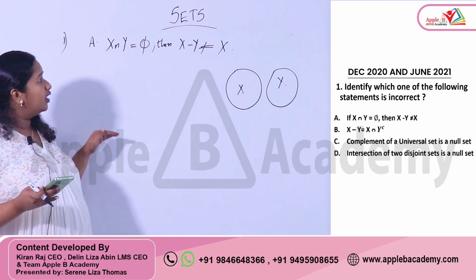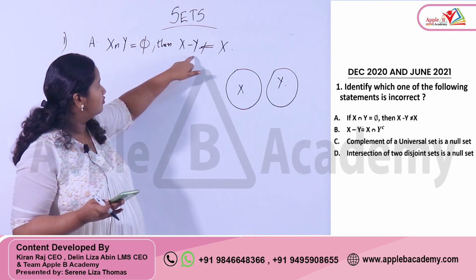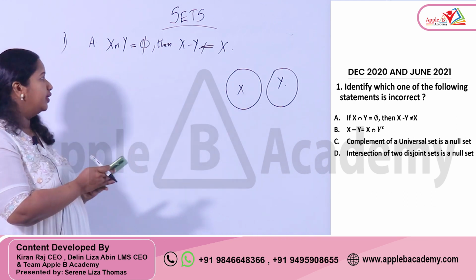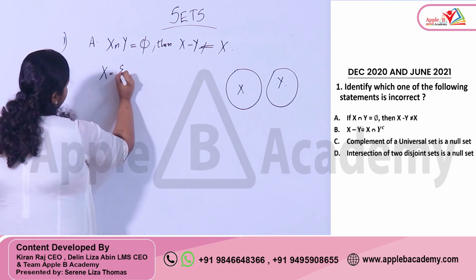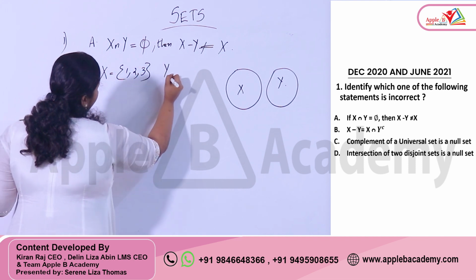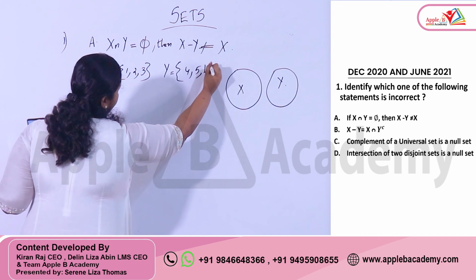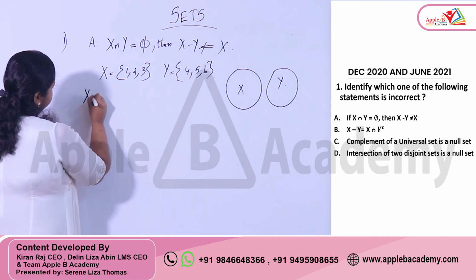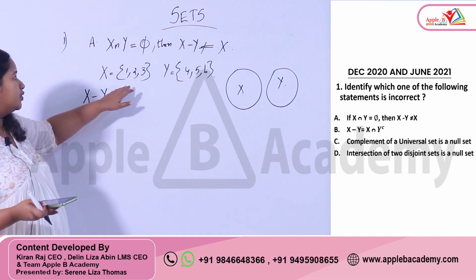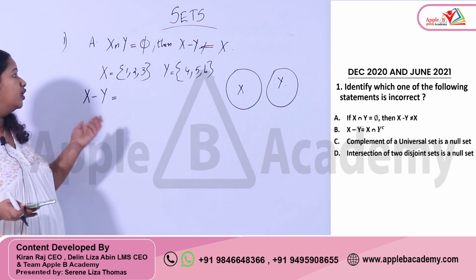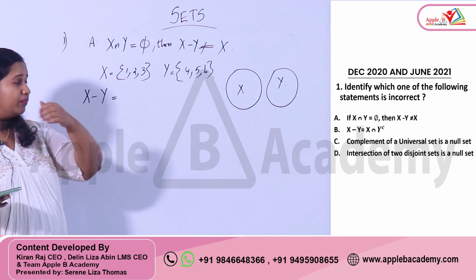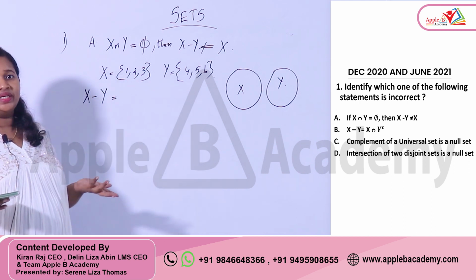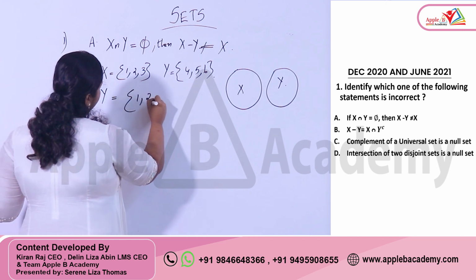x minus y means you are subtracting the entire elements of y from x. Now let's take an example: x equal to 1, 2 and 3, y is equal to 4, 5 and 6. Here you need to subtract y from x. When you subtract, you remove the common elements present in both sets from x. Here there are no common elements to be deleted, so the answer would be 1, 2 and 3.